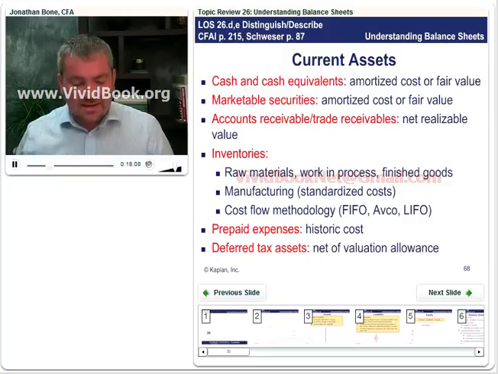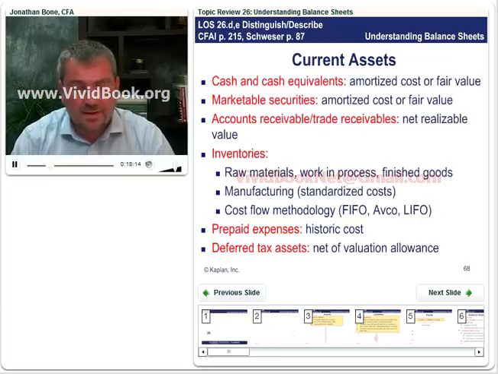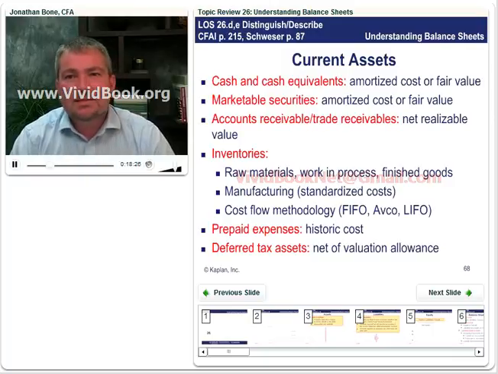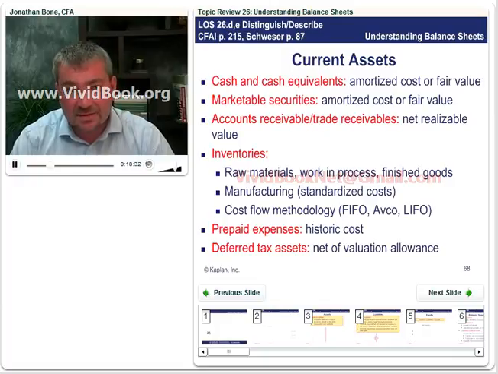So here's our list of current assets, and we've talked about a lot of these before. It says not only to describe the current asset, but the LOS asks us to be aware of the measurement basis. In other words, what is the figure in the balance sheet? Is it cost? Is it amortized cost? Is it fair value? So let's start quickly with cash and cash equivalents. Cash is money in the bank account, and cash equivalents, of course, are short-term investments, highly liquid, maturities of less than 90 days. Essentially, they're going to either be amortized cost or fair value. Quite frankly, there's unlikely to be a difference between the two. Marketable securities. Now, marketable securities, we're going to see three major classifications here.